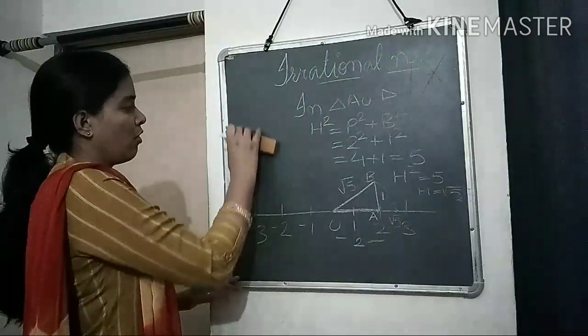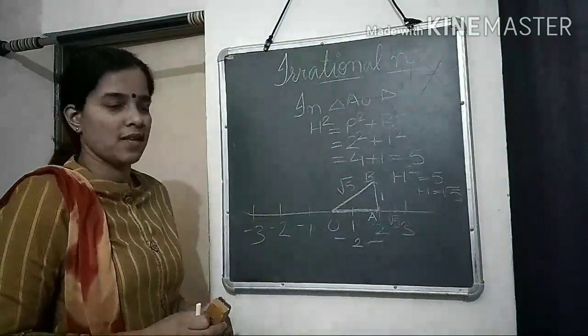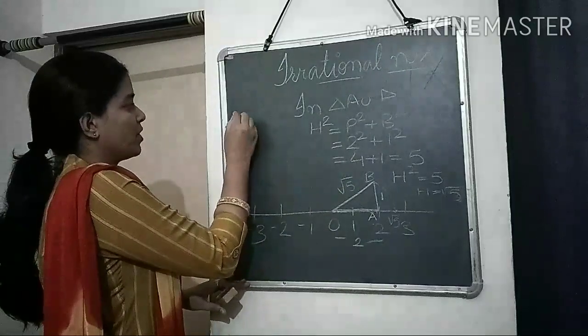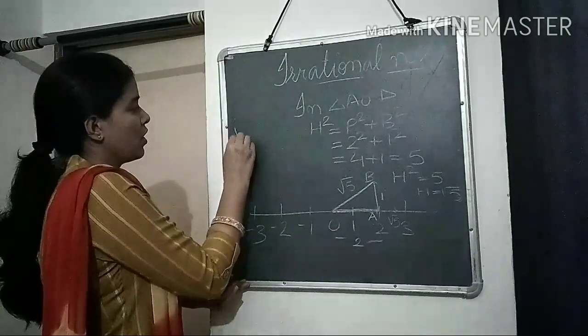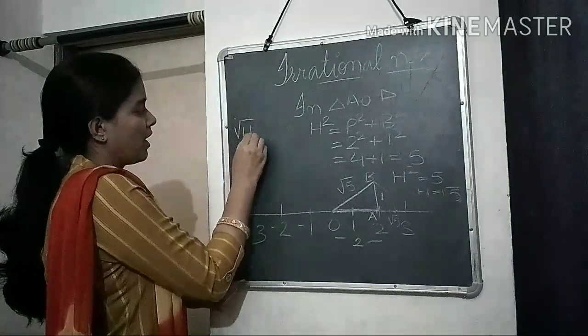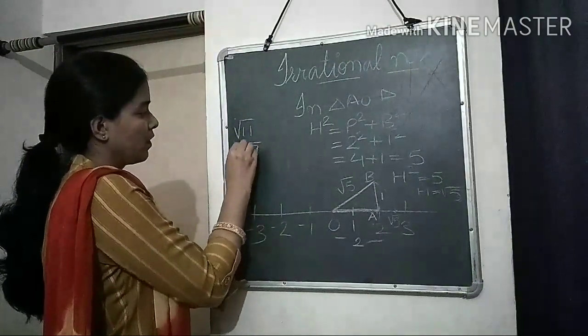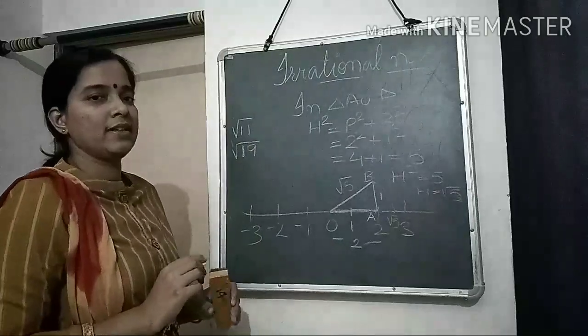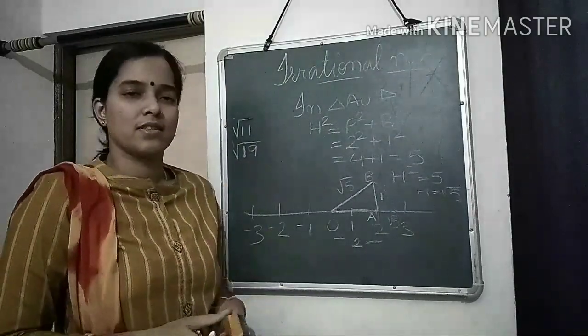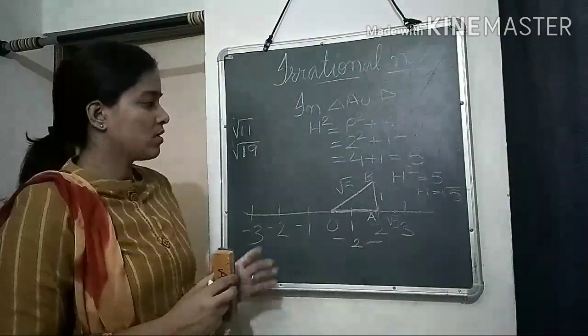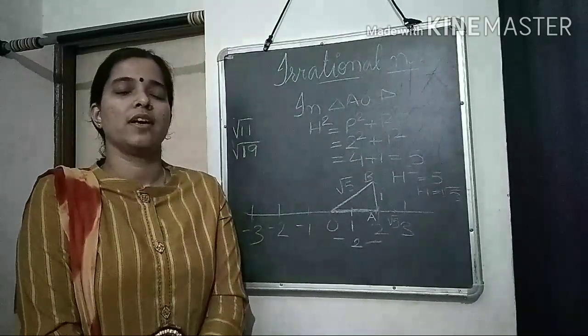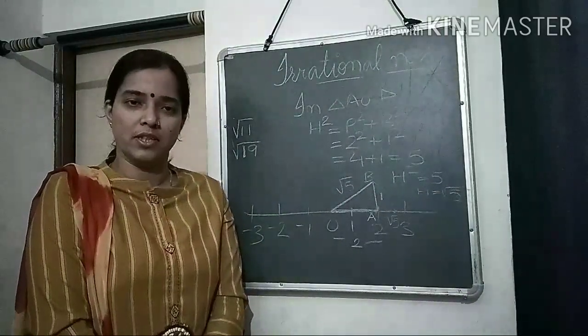You have to do all the questions which are given in the exercise. Along with that, I am giving you some sample questions. You have to plot root 11, root 19 on the number line, and in the next class I will discuss about this thing. So this is all about how to plot the irrational numbers on the number line.